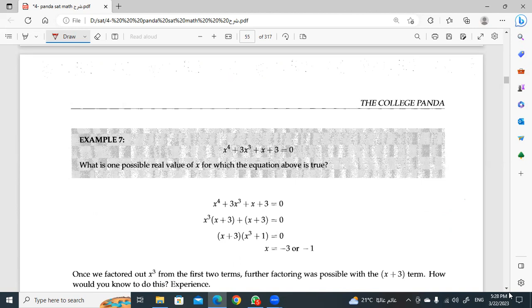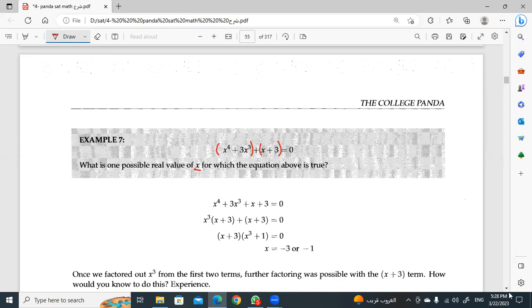In this one, what is one possible real value of x for which the equation above is true? I have x to the power of 4, 3x to the power of 3, and x, and a number equals 0. I need the value of x. So right now, I will factorize in another way, a new way for us, which is by grouping. By grouping, I will take the first two terms and the second two terms, like this.